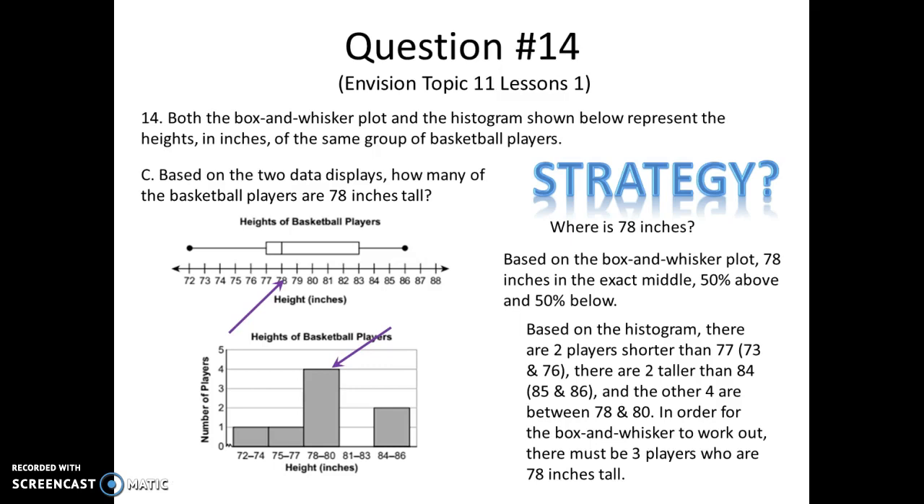This one takes a little bit of work, and it does take a little bit of trial and error. So make sure that you take some time on this one and kind of figure out where I got all my numbers.